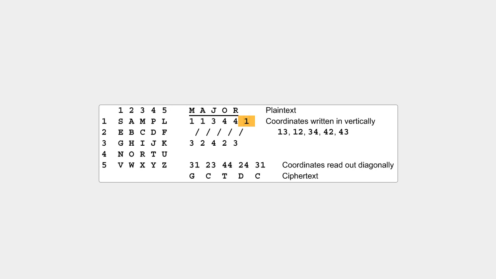Section 9.7. Diagonal bifid. A variation on the bifid cipher is to write the Polybius coordinates vertically under each letter, as usual, but to read them out diagonally, going from lower left to upper right, or southwest to northeast. This is called a left diagonal or an anti-diagonal. On a heraldic crest, it is called bar sinister and indicates out-of-wedlock birth.